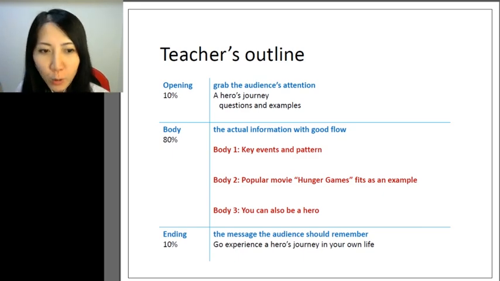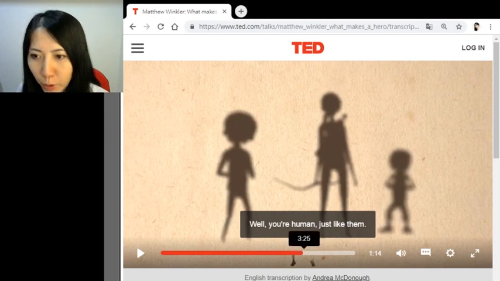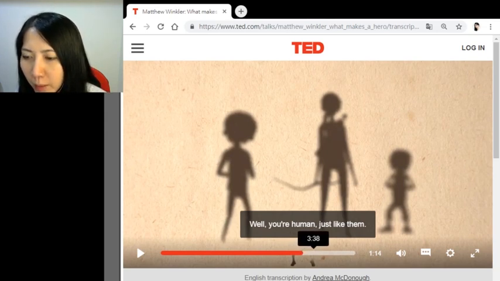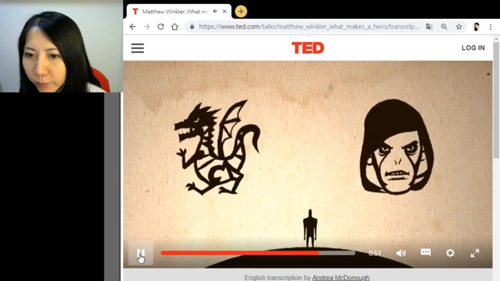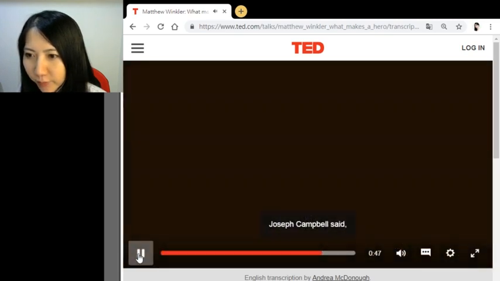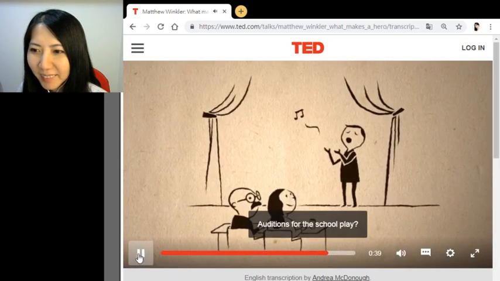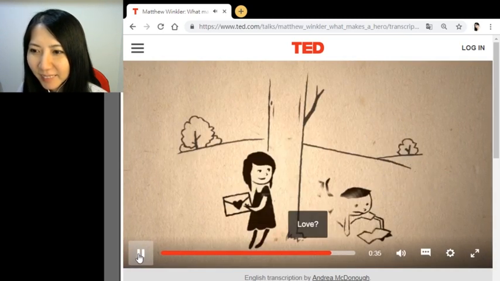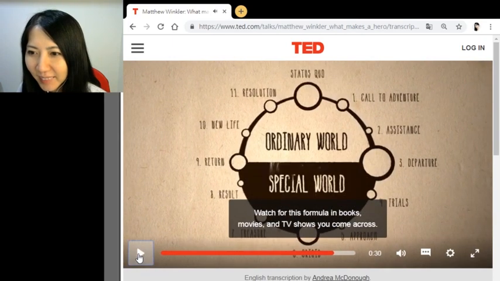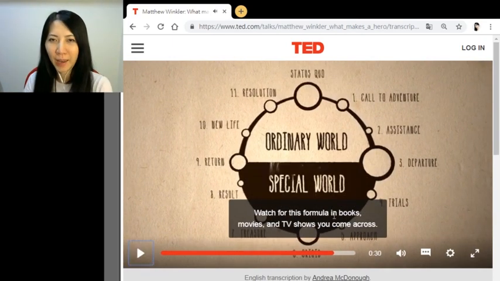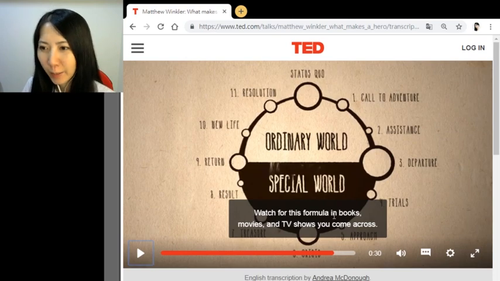And of course, then they go to the ending, which is from here up until 4 minutes, I think, around here. Dragons or fight Voldemort, but you face problems just as scary. Joseph Campbell said, "In the cave you fear to enter lies the treasure you seek." What is the symbolic cave you fear to enter? Auditions for the school play? Baseball tryouts? Love? Watch for this formula in books, movies, and TV shows you come. Yeah, so here is where the ending actually is coming around.